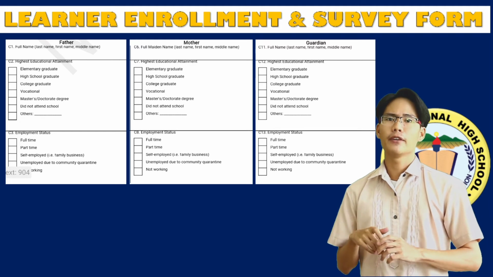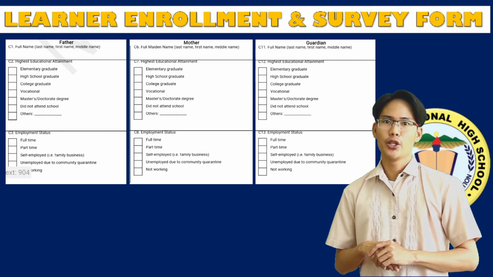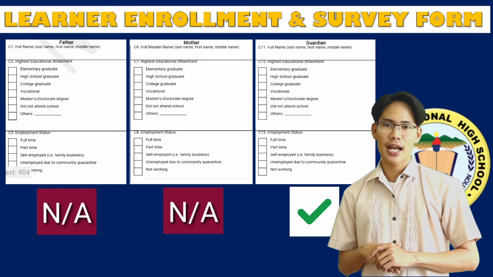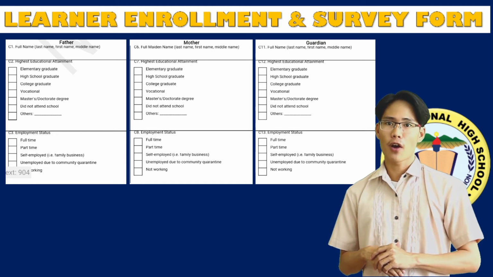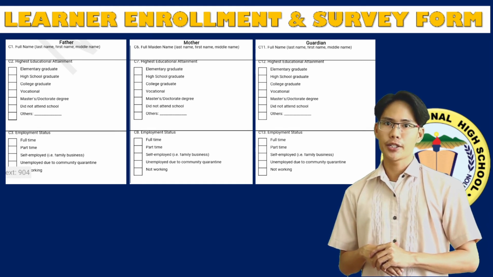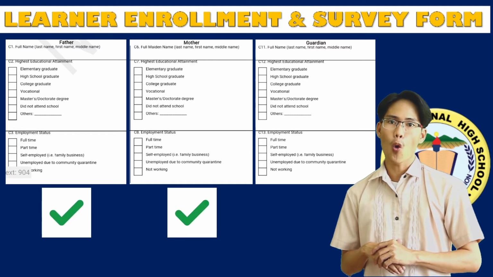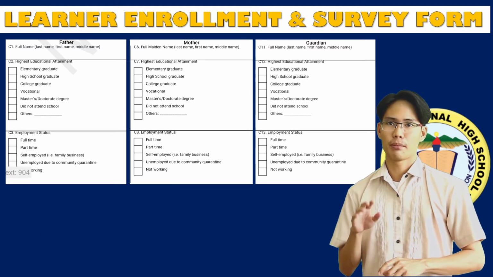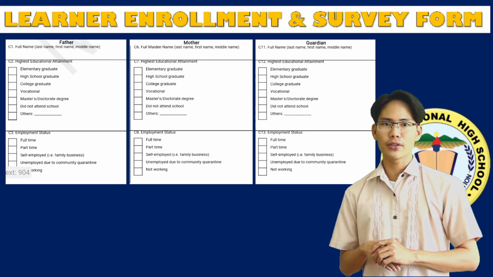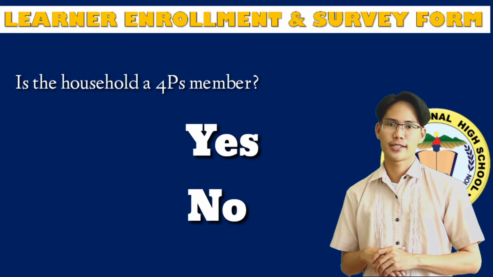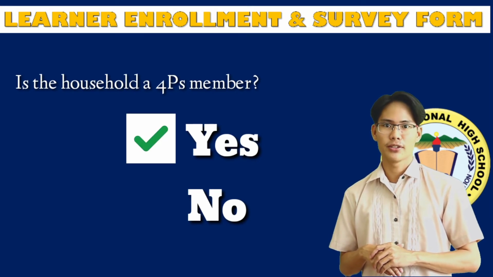Situation number 3, if both parents already passed away, you put deceased on their names and fill out the guardian column. Situation number 4, if one of the parents is an OFW or has a job far away and still living with the other parent, fill out the father or mother column. Situation number 5, if both parents are OFW or has a job far away and the child is living with a guardian, fill out the father, mother, and the guardian column. If the household is a 4Ps member, put check on yes.